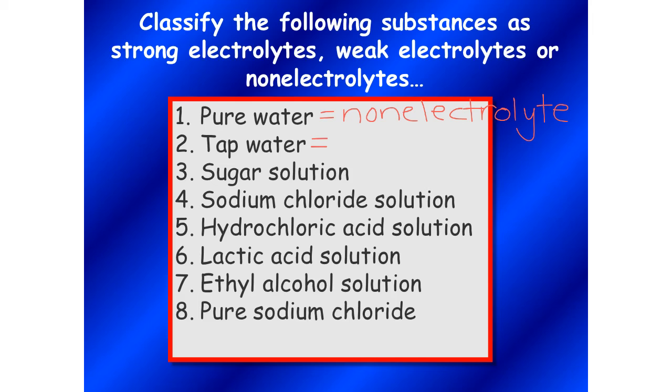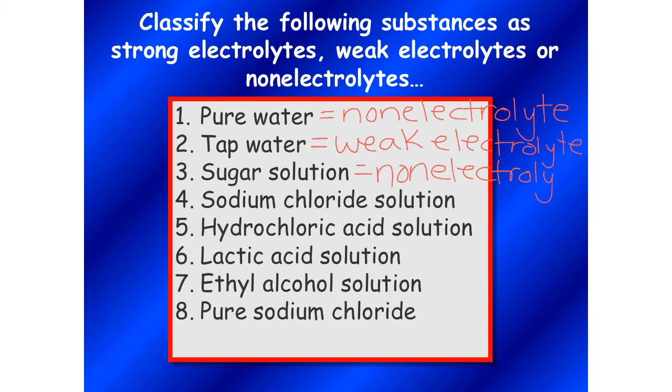Tap water is a weak electrolyte. There are some ions present in solution, but not a huge number of ions present. Sugar solution, so an aqueous solution of sugar would also be a non-electrolyte. We don't have any ions. The sugar will dissolve, but it does not dissociate into ions.